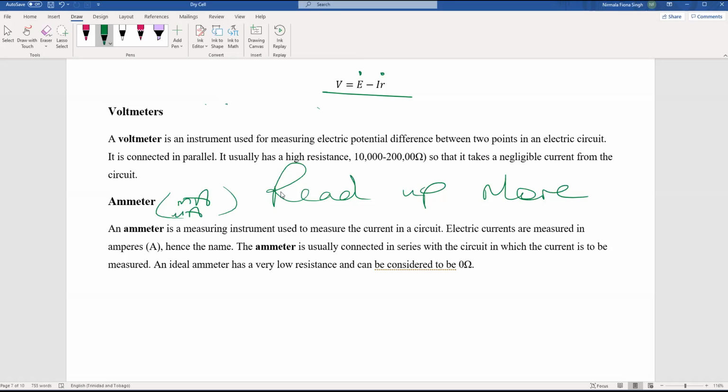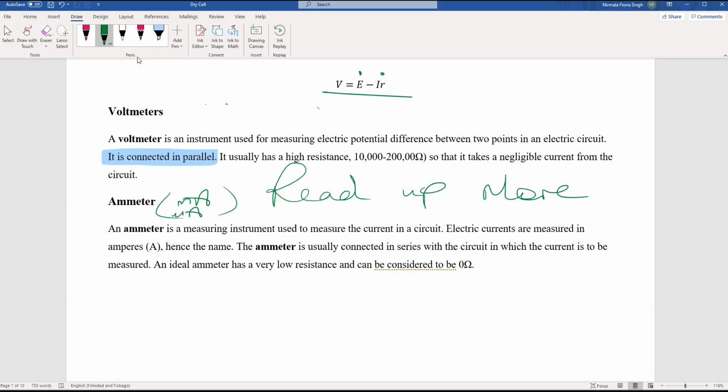A voltmeter is an instrument used for measuring electric potential difference between two points in a circuit. It is always connected in parallel. So guys, when we start setting up circuits next term, you always set up your voltmeter in parallel. We're going to look at what a parallel circuit setup is. Voltmeters are always in parallel. It usually has a very high resistance, usually anywhere from 10,000 to 200,000 ohms, so that it takes negligible current from the circuit.